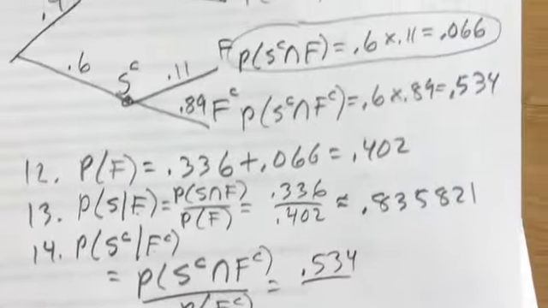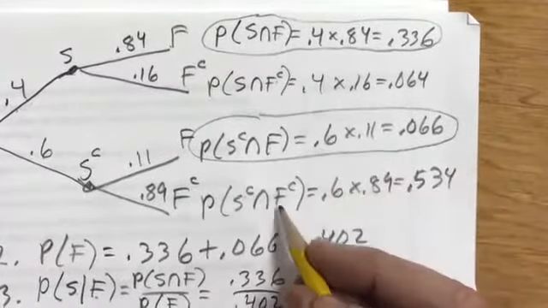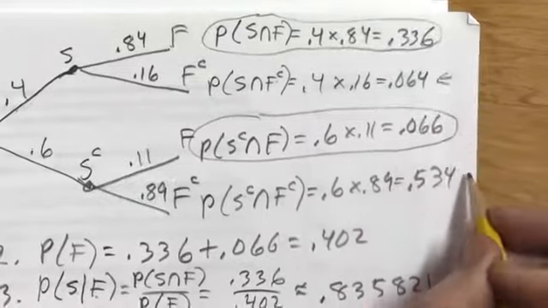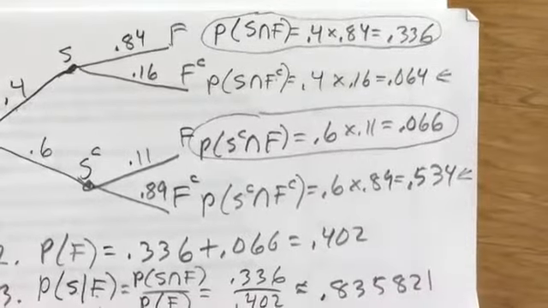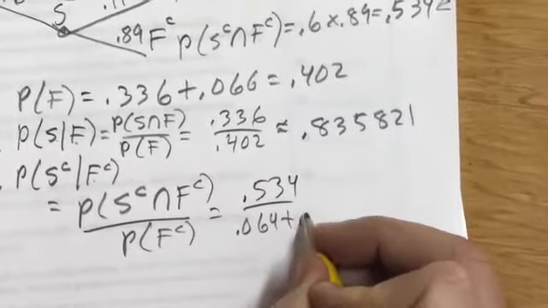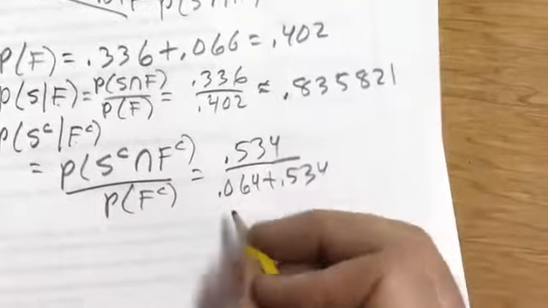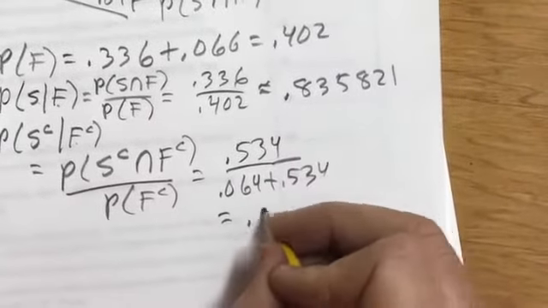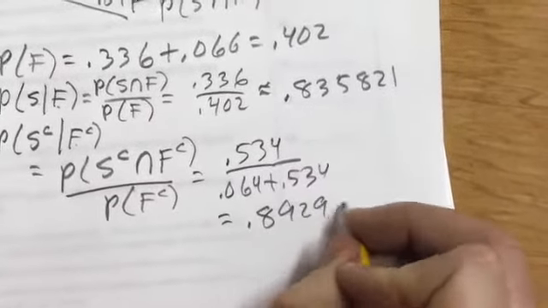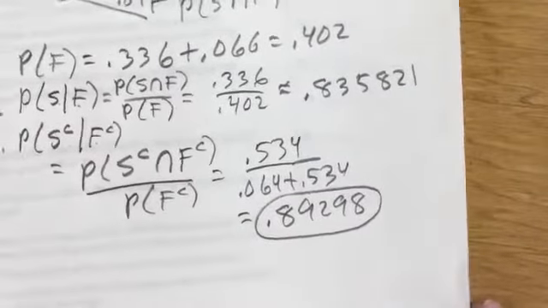And then the probability of not food, that occurs twice. That occurs here and here, these two things that I have not circled, there and there. So this would be 0.064 plus 0.534, like that. And then when you calculate that out, that ends up being 0.89298. And that's how you do that. That's number 14.